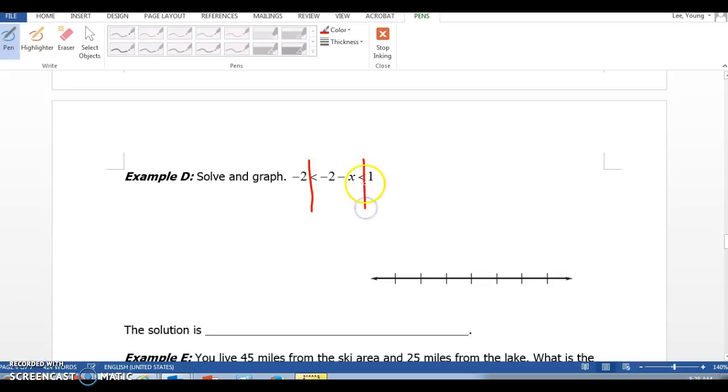So which one do I need to get rid of first? That's right, this negative 2. So we're going to add 2 to both sides. 0, negative x, 3. Now, if you have negative x, what's the invisible number there? 1. So you're going to divide by negative 1.